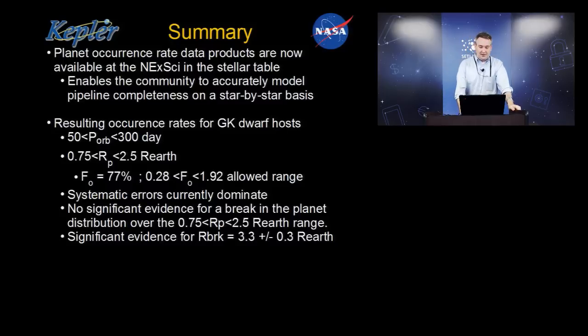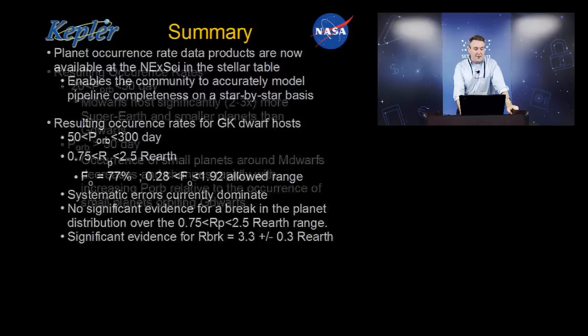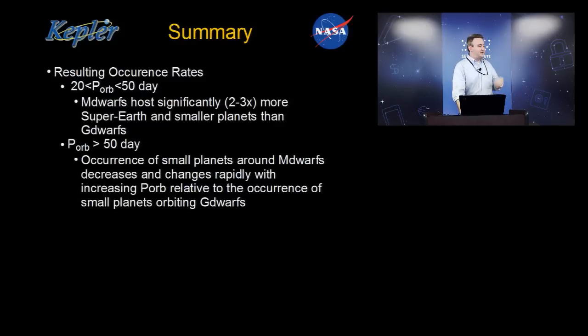We don't see a break in the planet population. Previous people have hinted at a break in the Earth-sized planets at around 2 Earth radii. We don't see that for the G dwarfs. We see it at a much larger radius than what has been previously indicated. Also, going to M dwarfs versus G dwarfs, we see a very different population of planets around M dwarfs than we see around G dwarfs. The planets around M dwarfs are really dropping off very quickly beyond 50 days.